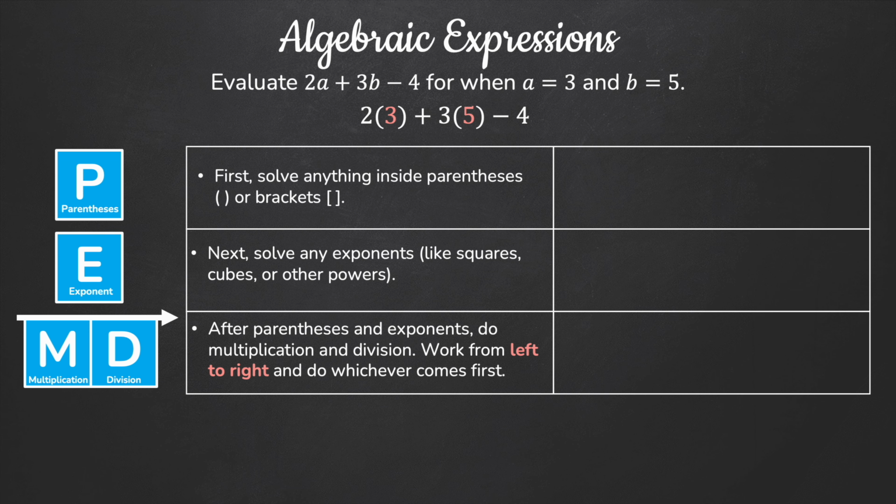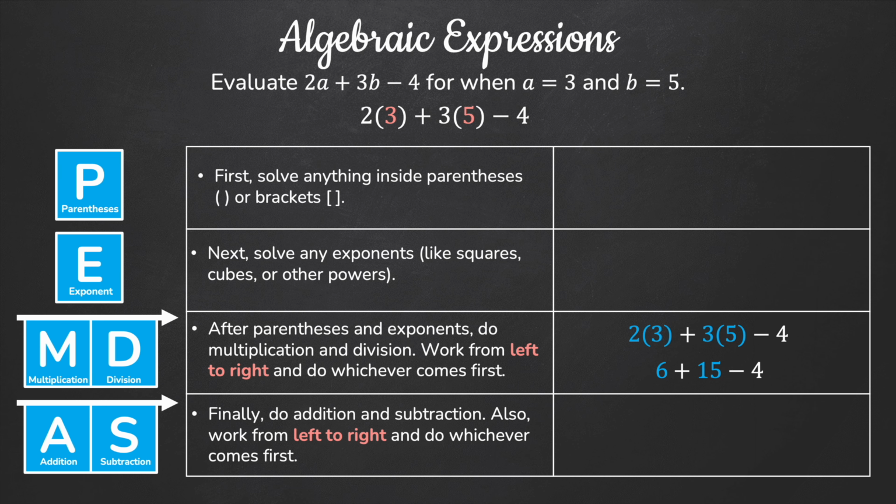Then we have M and D for multiplication and division. So after the parentheses and exponents, we're going to do multiplication and division from left to right, and we're going to do whichever one comes first. In this case, we do have multiplication. We have 2 times 3, and we also have 3 times 5. So 2 times 3 is 6, and 3 times 5 is 15. So we're going to go ahead and simplify that.